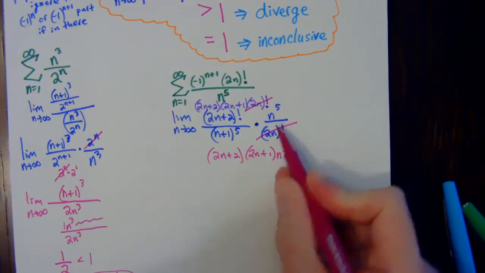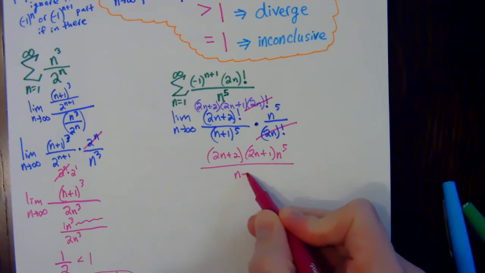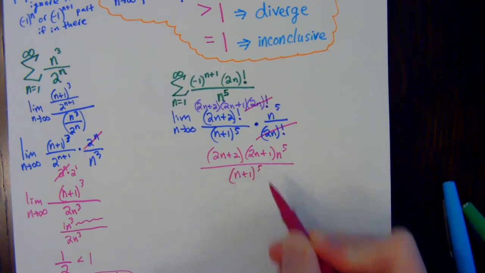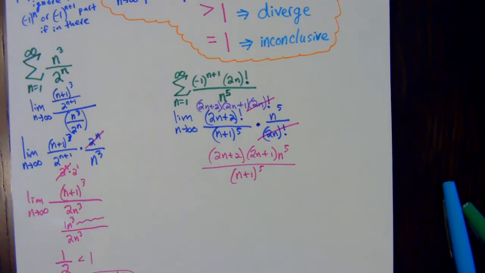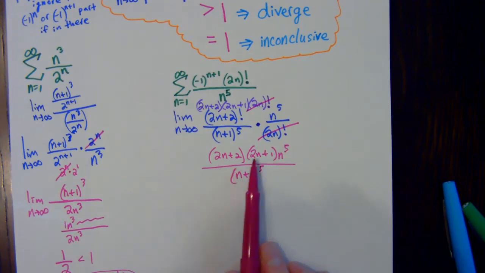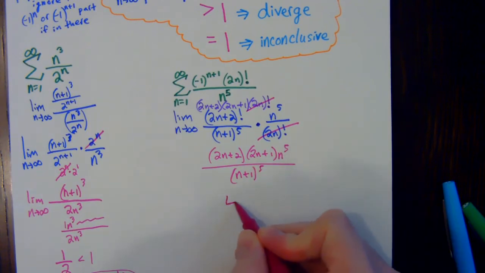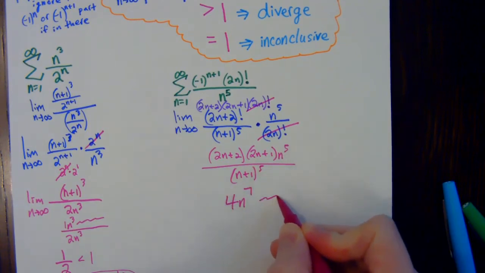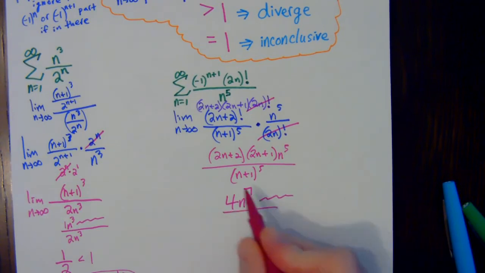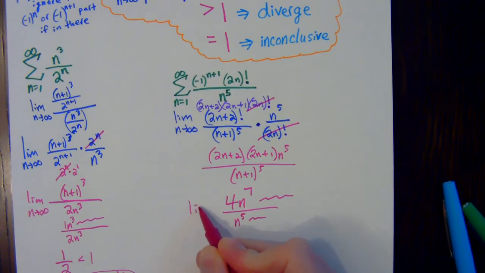That n to the fifth is still there, right? And on the bottom, all we have is the n plus 1 to the fifth. And remember, we're doing the limit as n approaches infinity here. And so you're just concerned with the highest degree. So you have a 2n times 2n, that's a 4n squared, times the n to the fifth. So that's going to be a 4n to the seventh, followed by a bunch of stuff that you don't care about. And on the bottom, if you were to multiply it all out, you have an n to the fifth, followed by a bunch of stuff you don't care about.